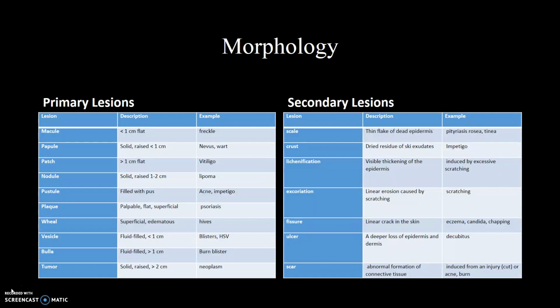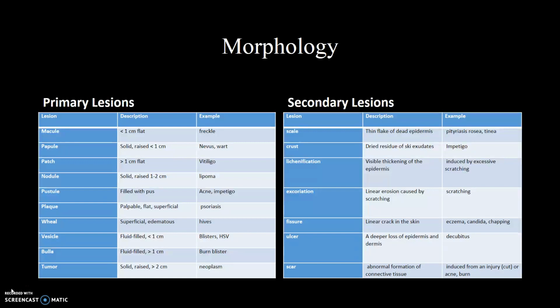And for you that know, this will be just a review, but often I find that nurses are not clear on the difference. Primary lesions arise from normal skin. They're an anatomic change in the epidermis, the dermis, or the subcutaneous tissue. I gave you examples, descriptions, and the name of the lesion. So a macule, for instance, is less than 1 centimeter. It's completely flat. Nothing's raised on it. And a freckle is an example.